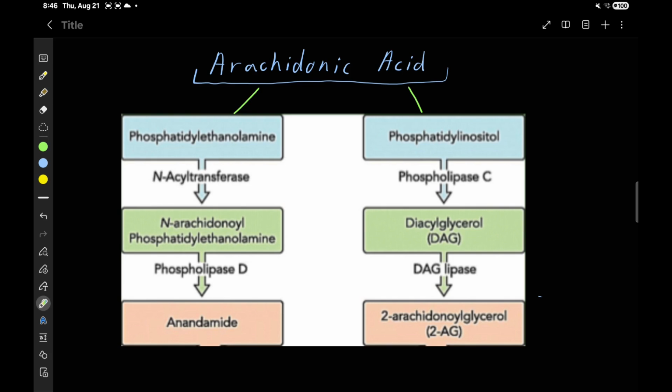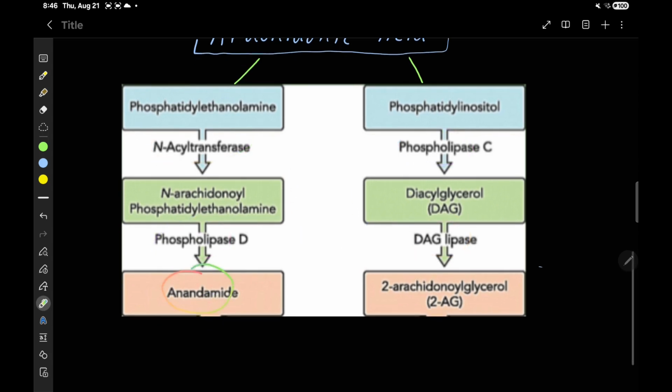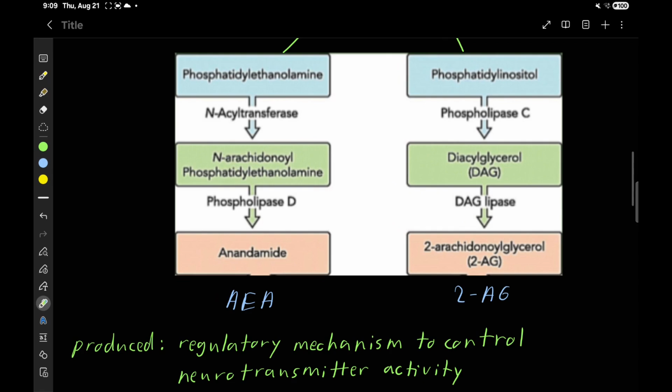These are two derivatives of arachidonic acid, and these are the precursors of your two main endocannabinoids. So these two derivatives of arachidonic acid can be converted and metabolized by various enzymes and go through these pathways in order to produce your two main endocannabinoids. So you have anandamide, which can be written as AEA for short, and 2-arachidonoyl glycerol, which can be written as 2-AG for short. These are your two main endocannabinoids.